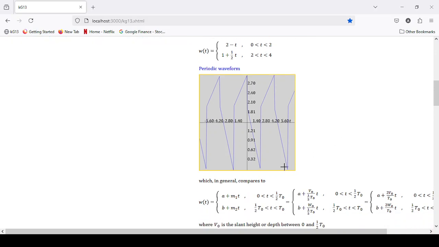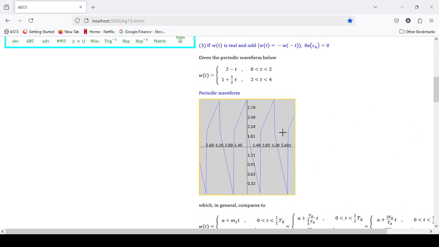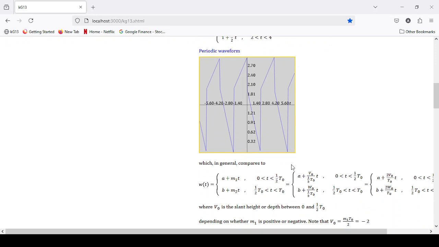We go down. So this particular form here compares in general to this form over here, where we have two general straight lines. Let's say a plus m1t over the first half period and b plus m2t over the second half period. Thus a and b are just your intercepts. The m1 and m2 are your gradients, which can of course be positive or negative.